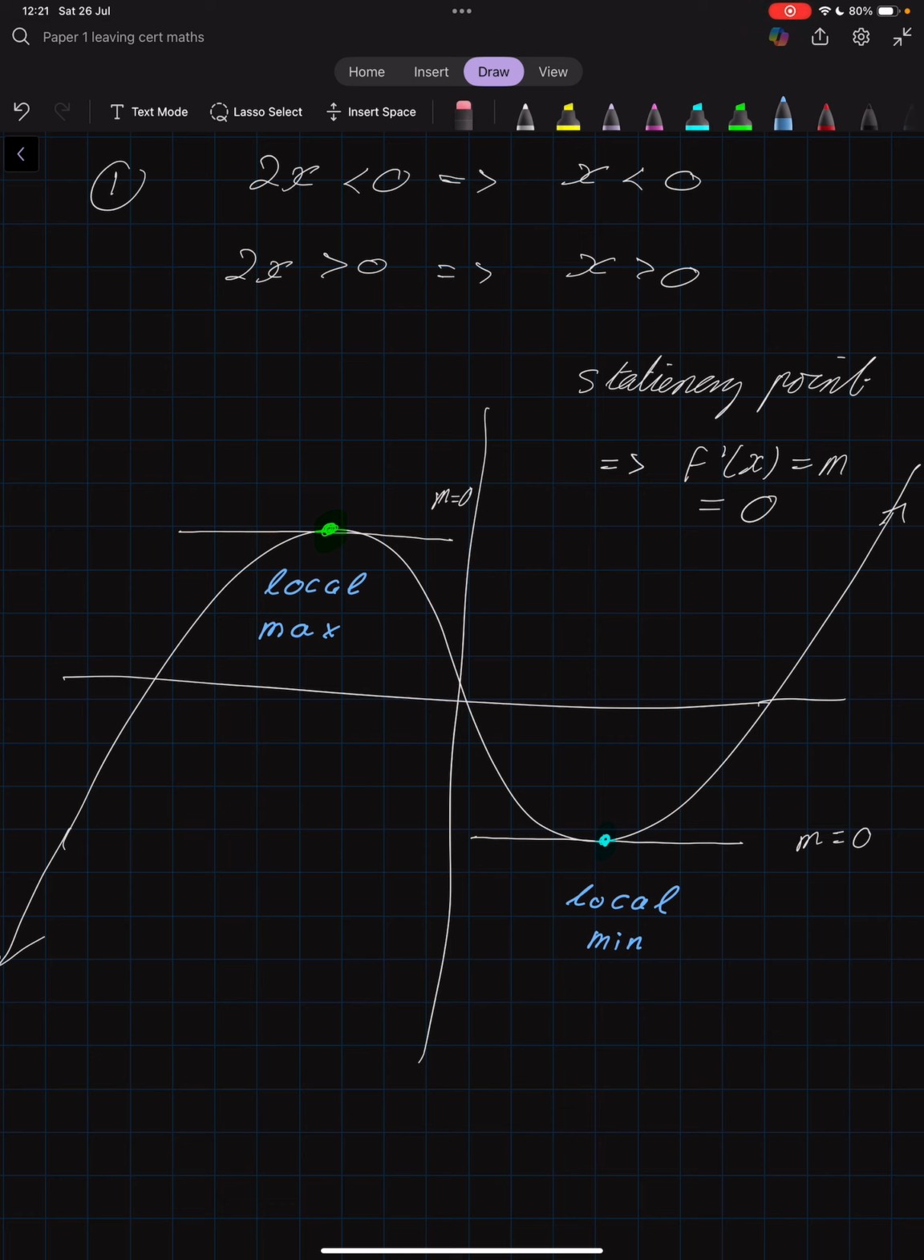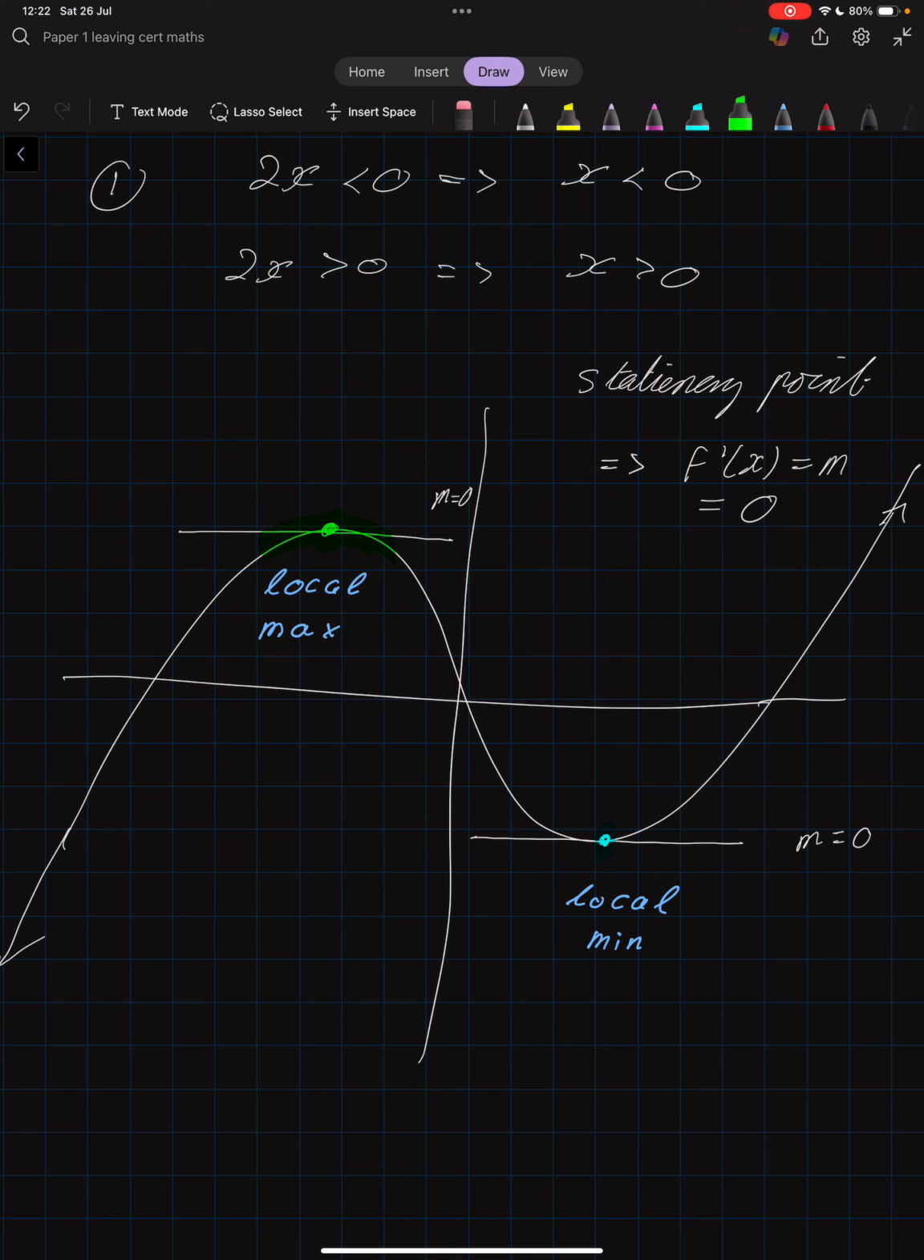Now you might say, well, hold on, that doesn't make any sense. Why is it called local? What does local mean? Local means that if you only look a small bit left and right, it's the maximum point. That's what it means by local. So if you just look around the point, is it a maximum? Yes, then it's a local maximum.